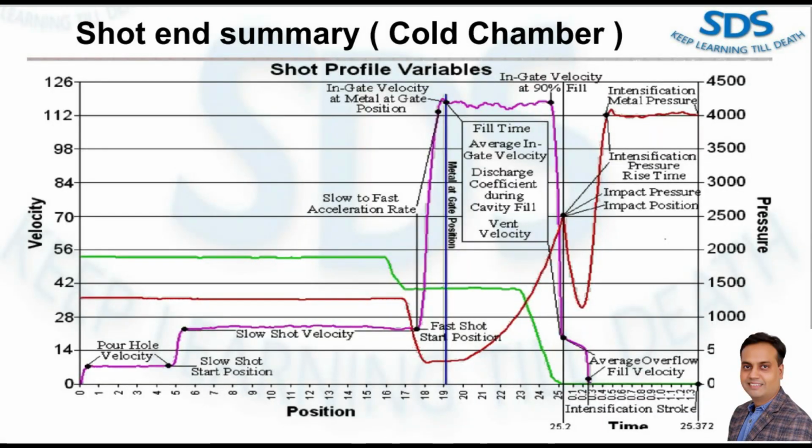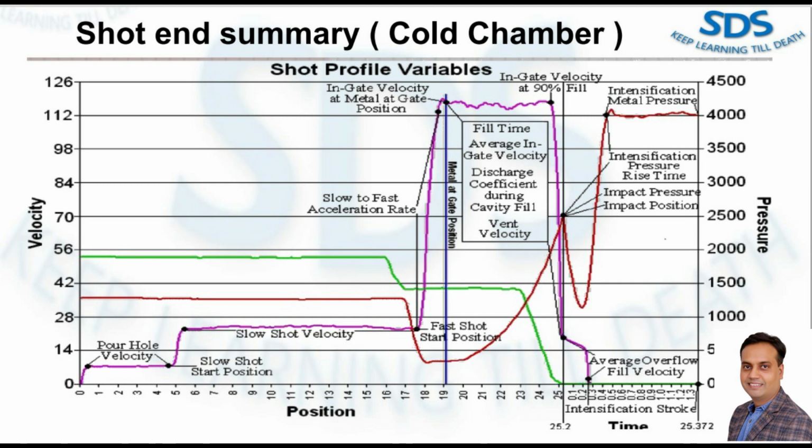Similarly, the gate velocity at 90% fill is depicted by the position of the curve when it reaches 90% of its maximum height. This point indicates the velocity of the metal as the cavity fills up to 90% capacity. Analyzing the curve at this point helps us assess the uniformity and consistency of the filling process.